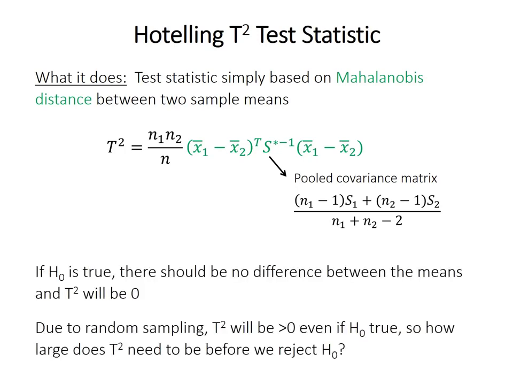So if the null hypothesis is true, and the two samples do in fact come from the same population, there should be no difference between their multivariate means, and the T-squared should therefore be zero. Of course, our samples are randomly taken from their population, so T-squared will be greater than zero just by random chance, but as with all tests, we want to know how big can the T-squared value be before we reject the null hypothesis that they do come from the same population.